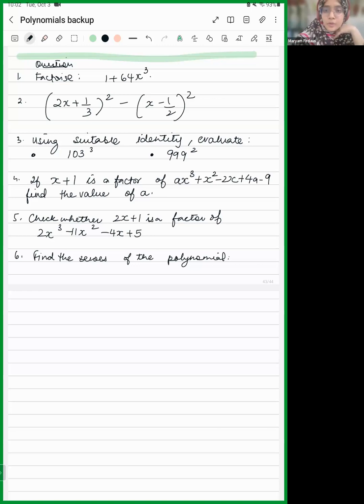Find the zeros of the polynomial (x − 2) whole square.